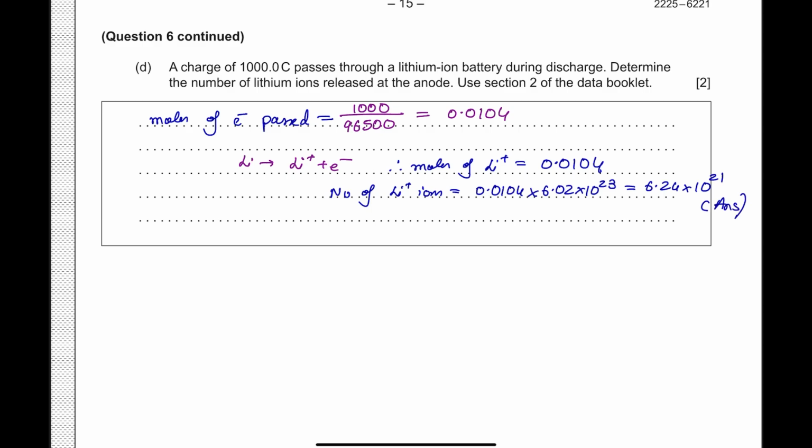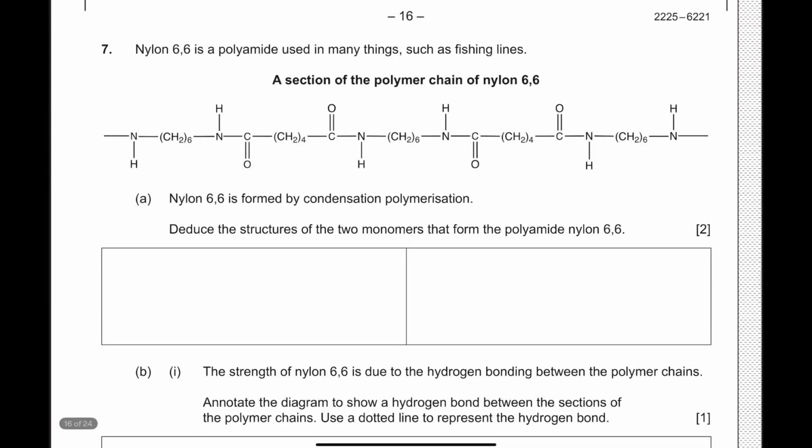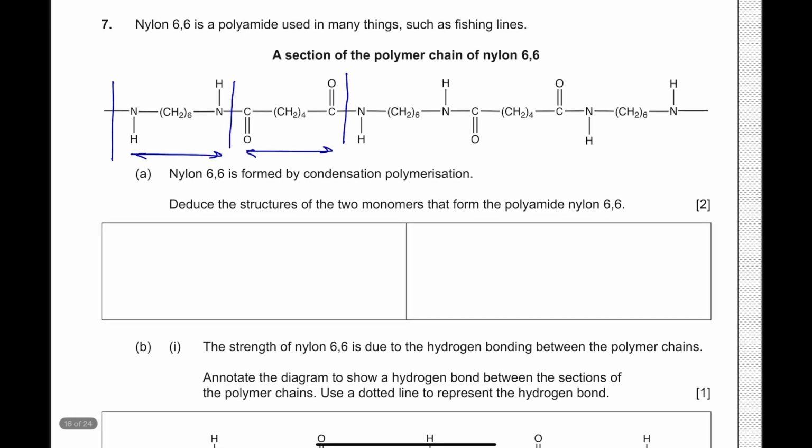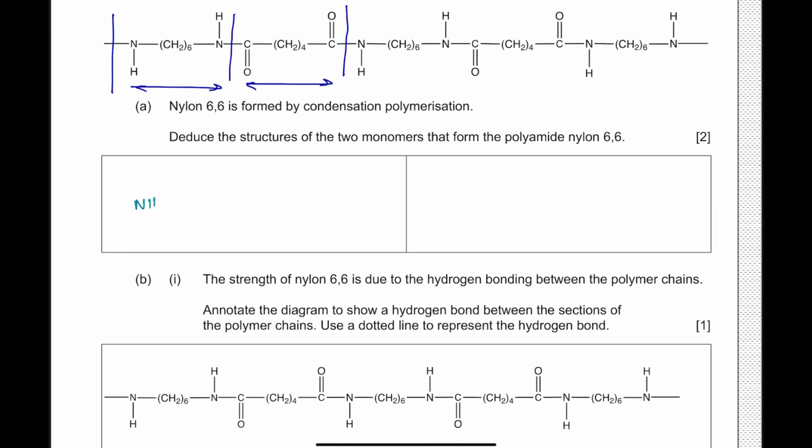Now, question 7, we have nylon 66, which is a polyamide used in many things. So we have to find the structures of two monomers. Here, just find the two identical functional groups. So here's C double bond O. And if you check the adjacent part, this is one monomer, and this will form the other monomer. The first monomer, instead of NH, just make it NH2, so NH2, CH2 whole 6, NH2. The other one will be a carboxylic acid, so COOH, CH2 whole 4, and then COOH again.